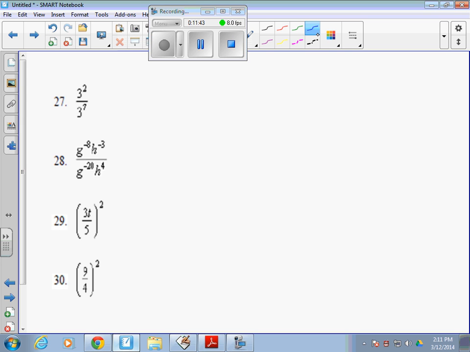3 squared divided by 3 to the 7th. 3 to the 2 minus 7, 3 to the negative 5. Same thing, 1 over 3 to the positive 5. We did 3 to the 5th a minute ago. 3 times 3, 9, 27, 81. 1 over 243.